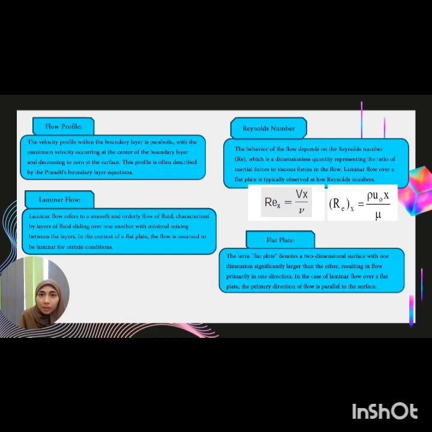The second is laminar flow. Laminar flow refers to a smooth and orderly flow of fluid, characterized by layers of fluid sliding over one another with minimal mixing between the layers. In the context of a flat plate, the flow is assumed to be laminar for certain conditions.